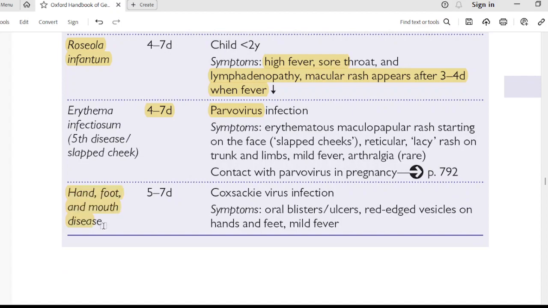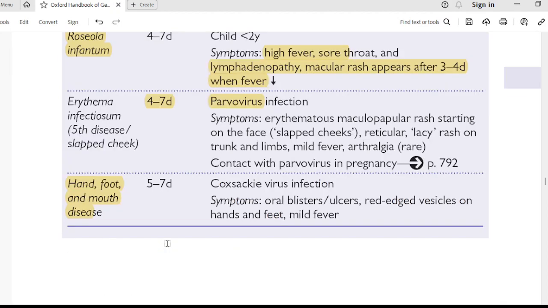Hand, foot, mouth disease. 5 to 7 days is the duration of infection. Coxsackie virus infection. Symptoms: oral blisters or ulcers, red-edged vesicles on the hands and feet, mild fever.